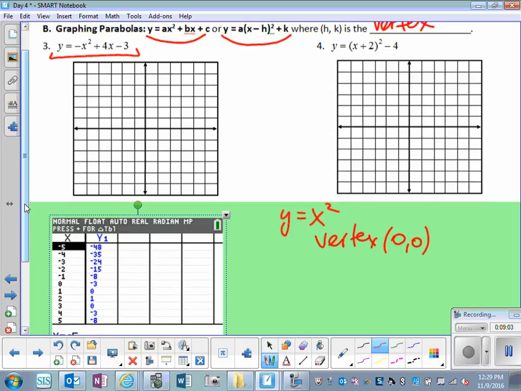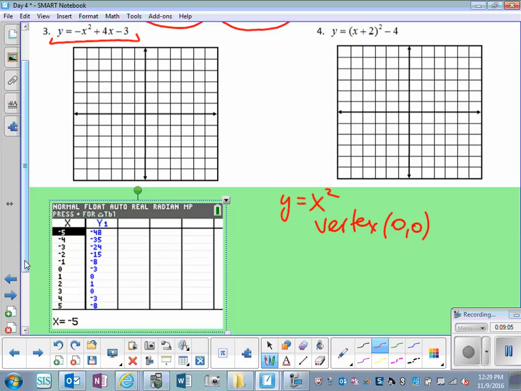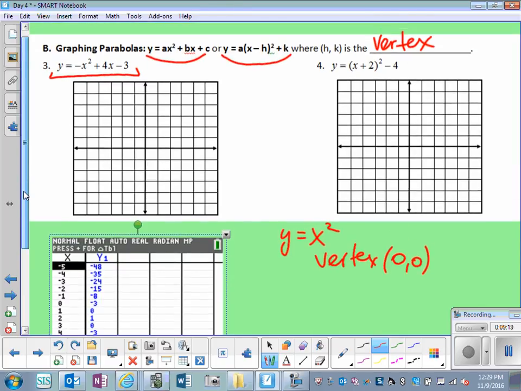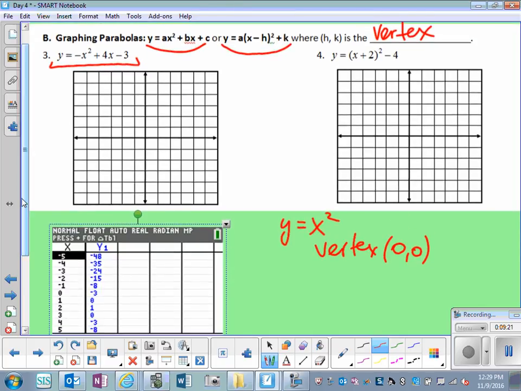Wait, what did you press to get that table? Second, table. Second, graph, second, table. Table is right here. Oh, so you press second, table. Mhm. And it'll give you the table. Yes, of all the x and y's on the parabola. So I can use them to bring my parabola to my paper to graph.